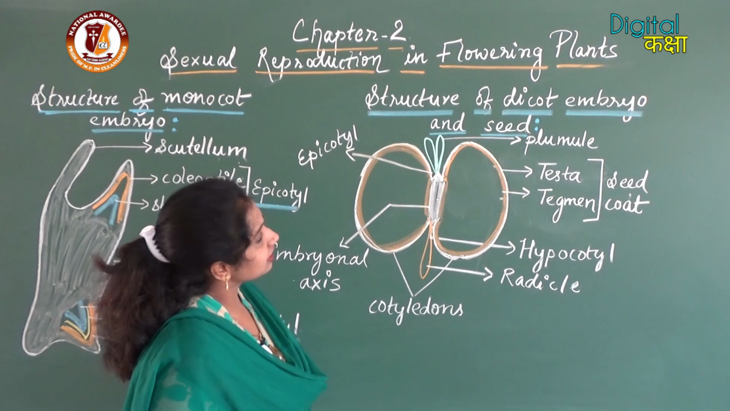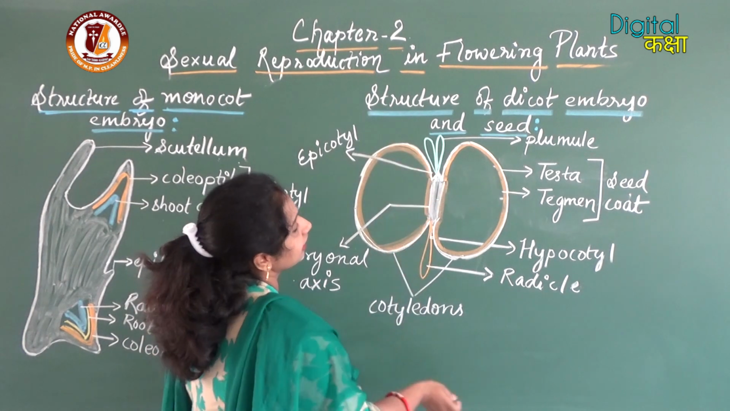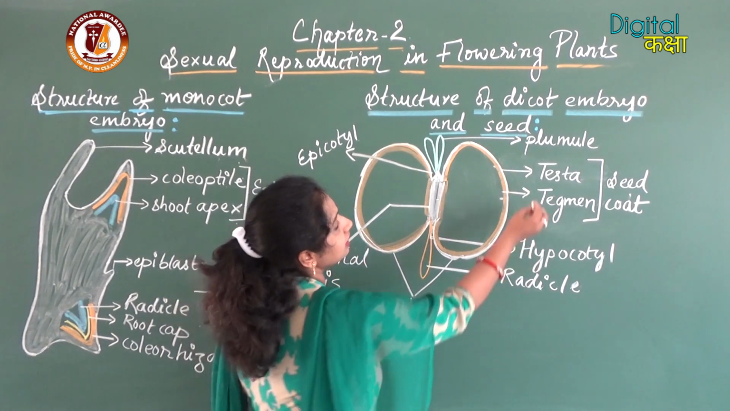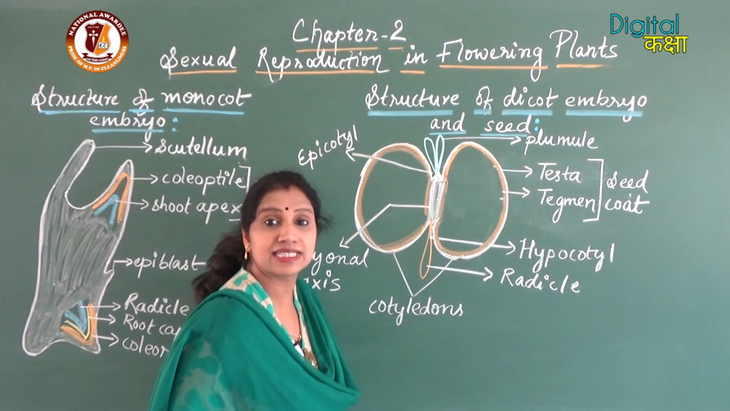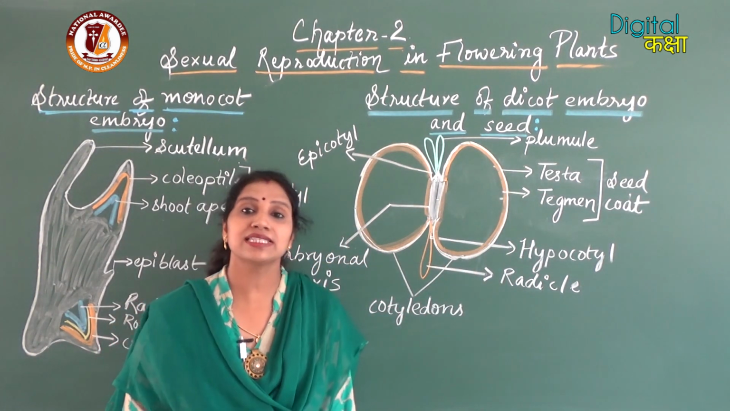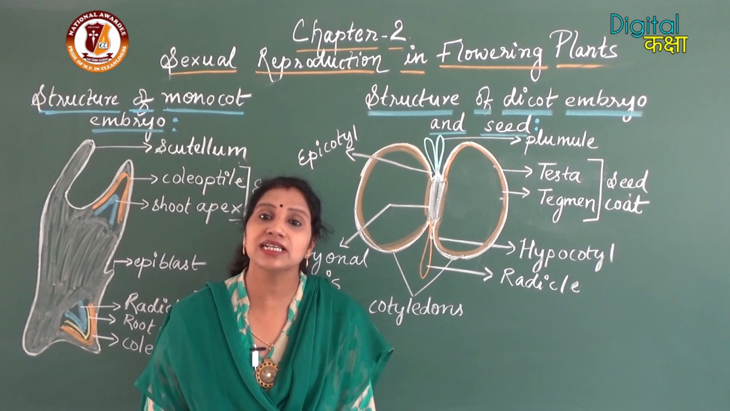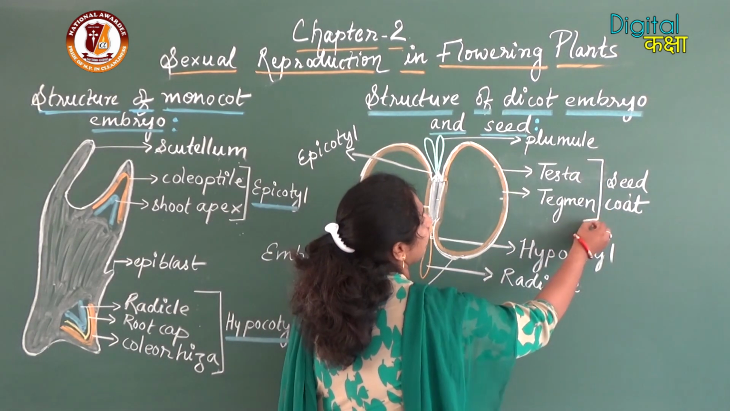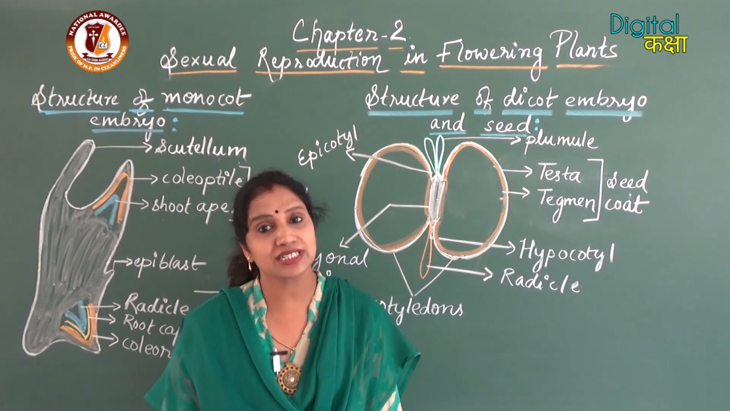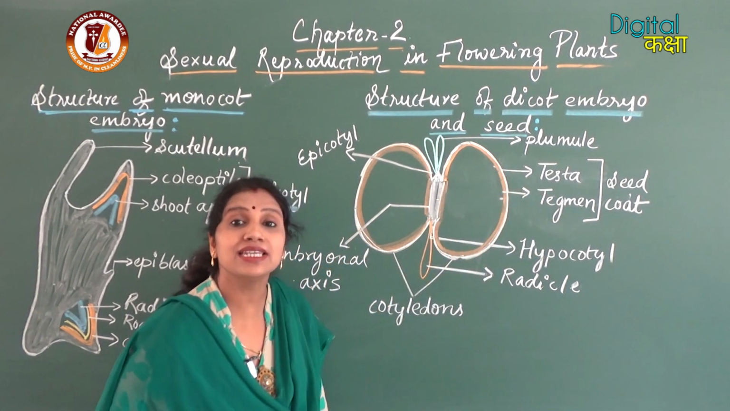Now after the cotyledons you can see that the seed is protected by two coverings. The outermost covering is called the testa and the inner covering is called the tegmen. So a seed is protected by two coverings, the outer testa and the inner tegmen, and together the testa and tegmen are called the seed coat. So the seed is protected by the seed coat, which is formed of the outer testa and the inner tegmen.